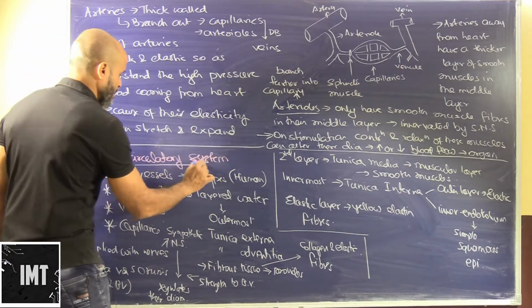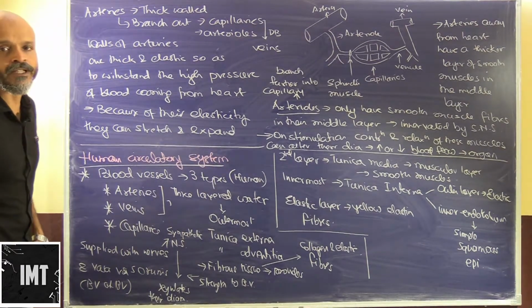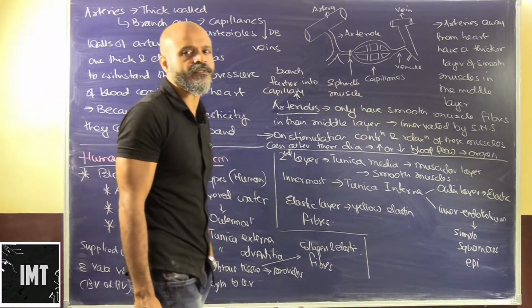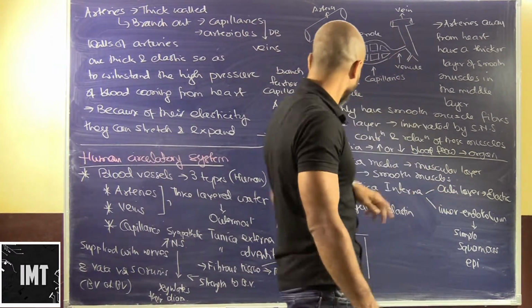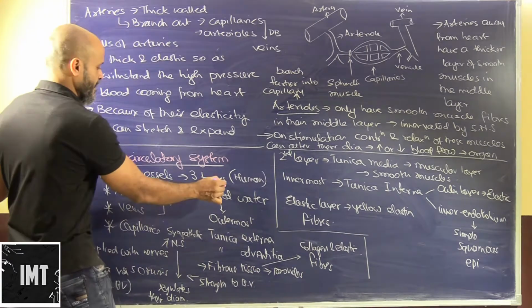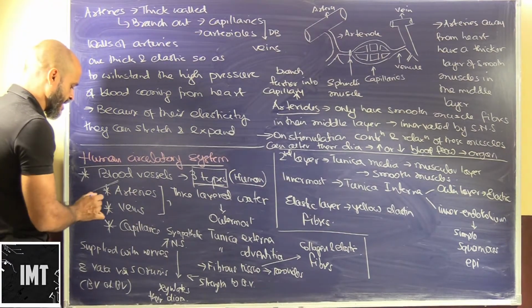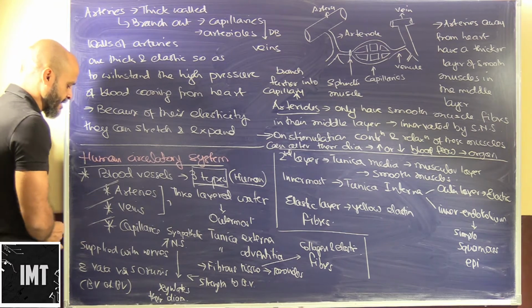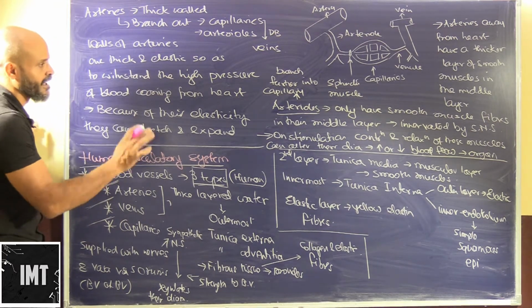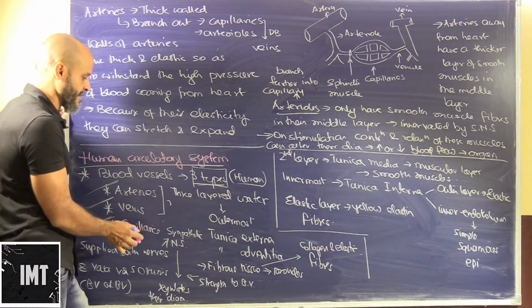Now we will talk about the human circulatory system. In the human circulatory system, the first thing we are going to talk about is blood vessels. Blood vessels, as we all know, are of three types in humans. One is arteries, the other is veins, and the third is capillaries primarily. There are more, but we will primarily discuss these three.